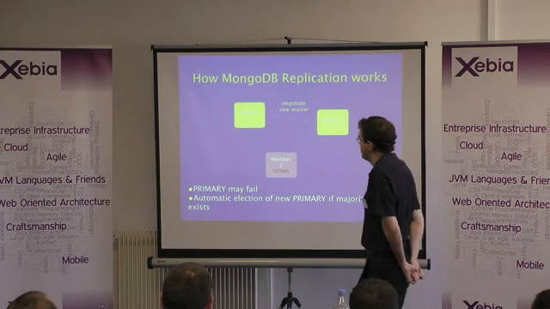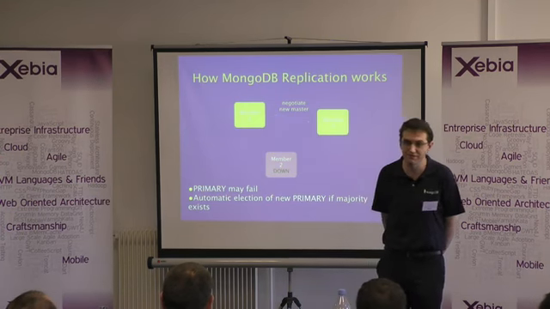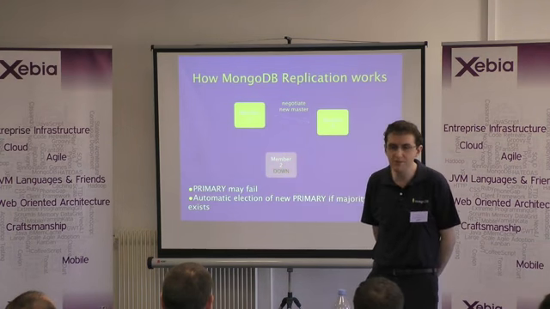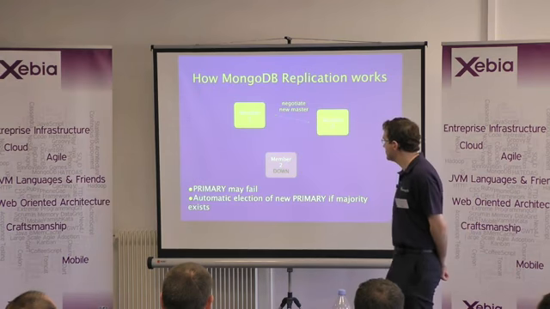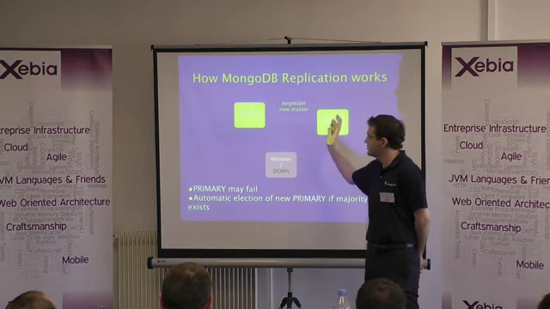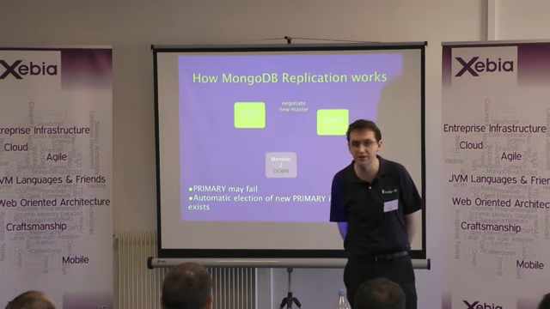Well, things can go bad, right? My little primary down here could get into trouble and get shut down. So there's this automatic election process that occurs. They negotiate to each other. And they say, right, he's dead, he's gone away. So they call this election and negotiate who can be the next primary.